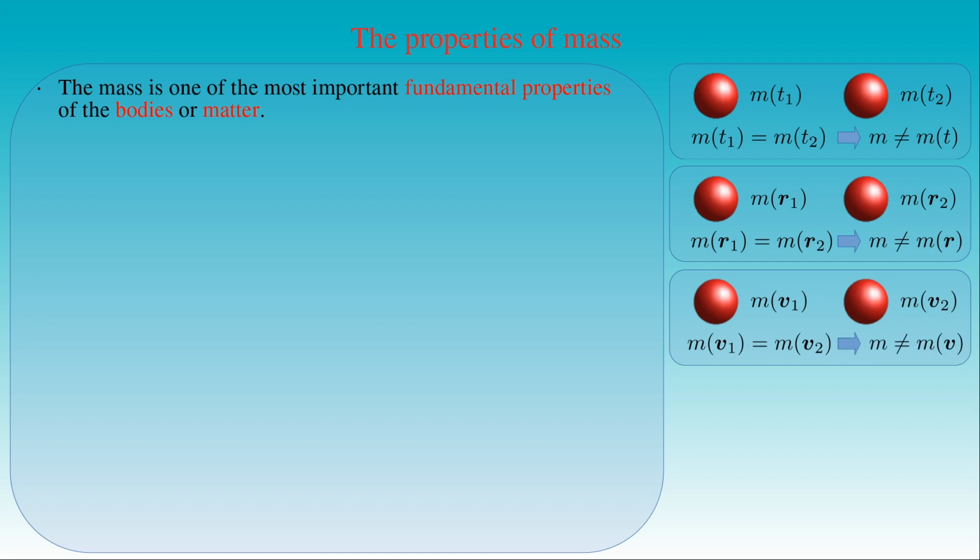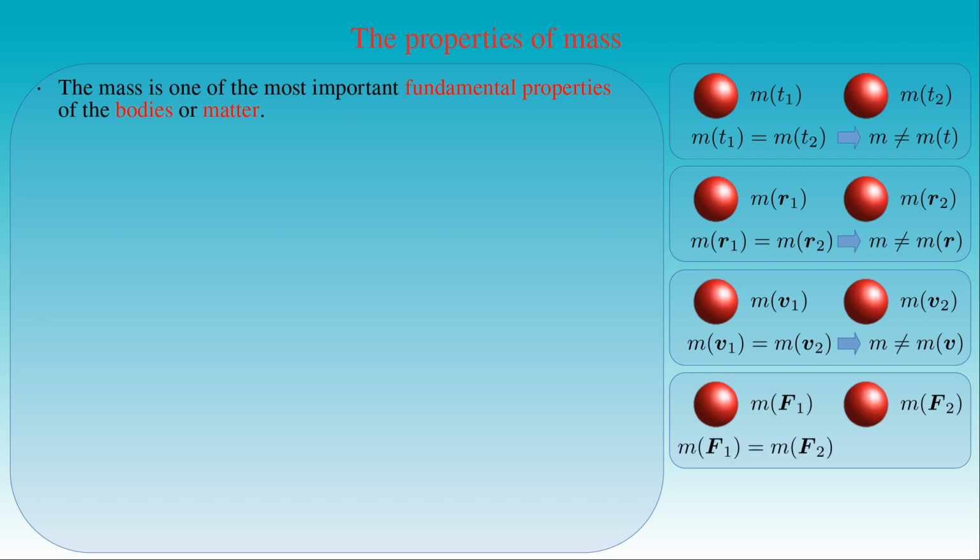Lastly, if we measure the mass of the ball which the force F1 acts on, and we repeat the mass measurement when the force F2 acts on the ball, then we find that masses measured under the actions of different forces are the same. That is, the mass of a body does not depend on any force acting on the body. We can summarize these findings as follows.